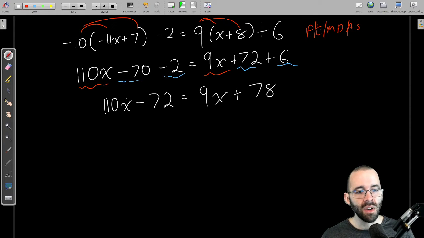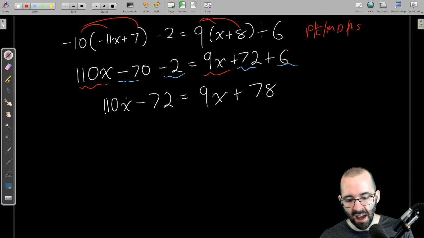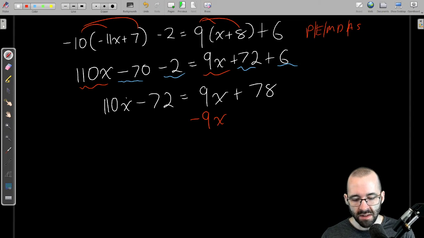Now we want to get the variable by itself and the numbers on the other side. Doesn't matter which side we choose for which. I usually like my variables on the left, but either side is fine. So we need to move this guy over. These are getting added together. So to undo that, we will subtract a 9x from both sides.